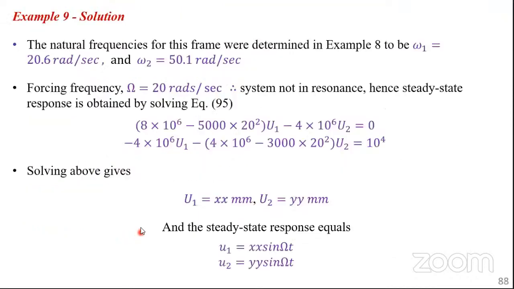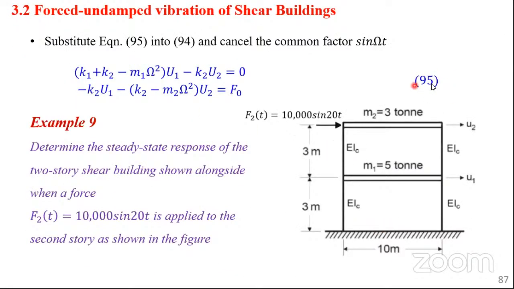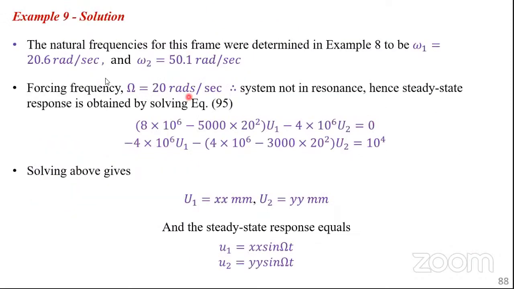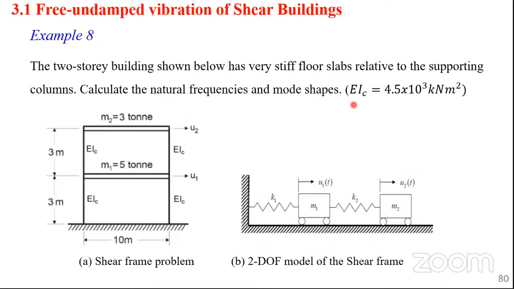So what do we do? First, we need to get the natural frequency. Of course, we are using equations 94, 95, and 96. Now, the natural frequency, if you are careful enough, you will note that this is the equation that we continued from example 8, from the previous lesson. And if I can just go back to that, this is the example we solved in example 8, and in example 8, there was no forcing function.